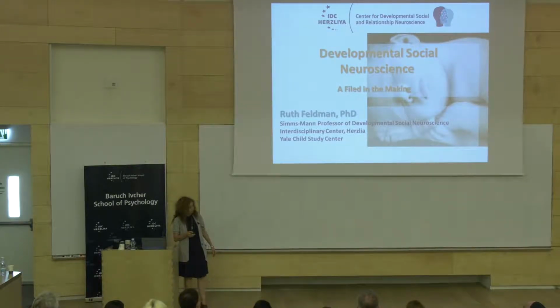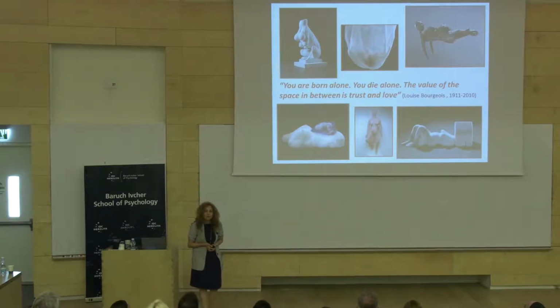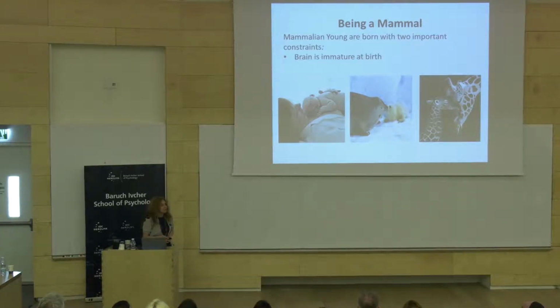So let me start with these images from the work of Louise Bourgeois, a French-American artist who was preoccupied with the maternal body. And I think of the marvel that we come out of someone else's body and what a profound impact this fact has on our brain and development. What does it mean to be born a mammal? Mammalian young are born with two important constraints. Their brain is immature at birth, and young maintain close contact to a nursing mother.